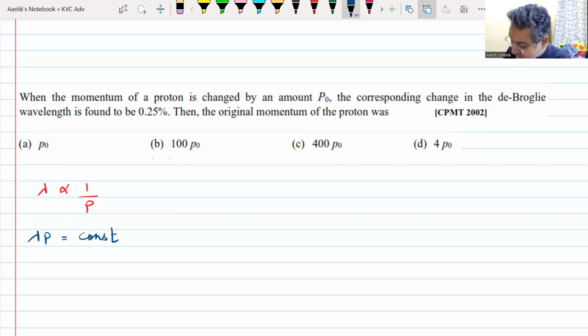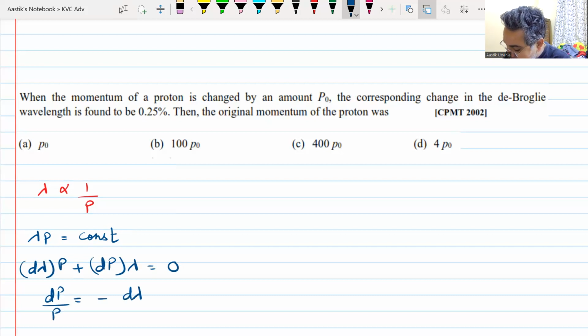If you differentiate both sides, you will get d lambda into p plus dp into lambda is equal to 0, or simply you will get dp by p. You can write it as the error wala equation minus d lambda by lambda. Do we understand this? Yes, sir. That's it. dp by P is minus of d lambda by lambda. What it suggests is when wavelength is decreased, momentum increases.